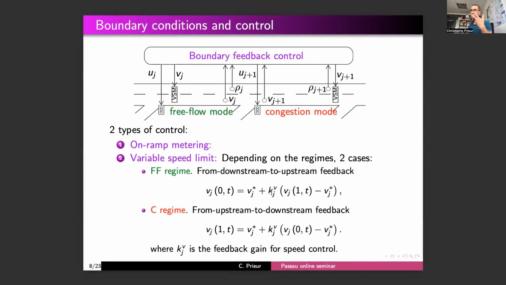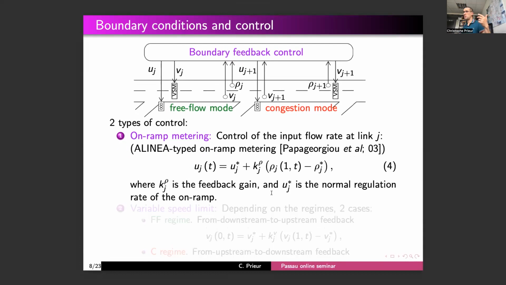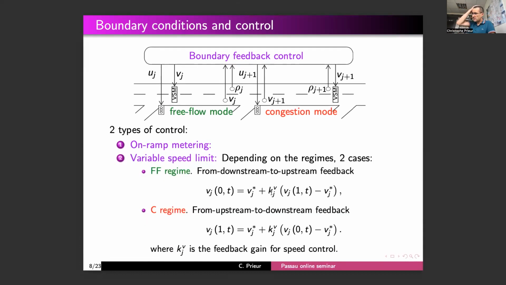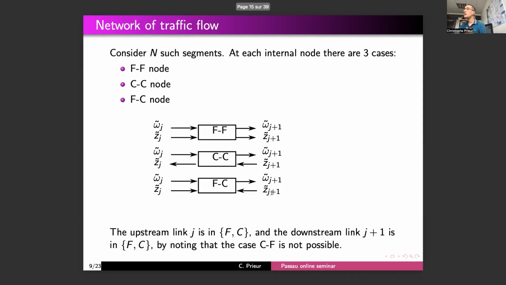Okay. You have one feedback gain for each segment. Sorry. And depending on the case, where you have either a free regime or a congestion regime, you need to have the first case of feedback or the second case of the feedback. So this is the picture for one segment.